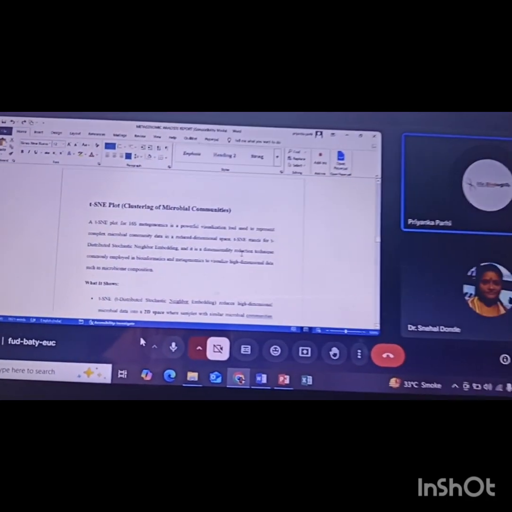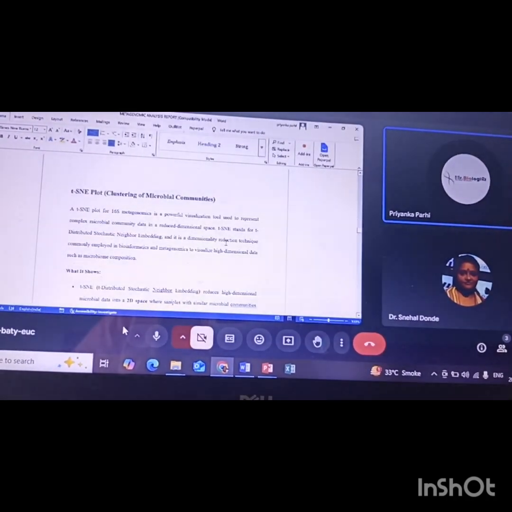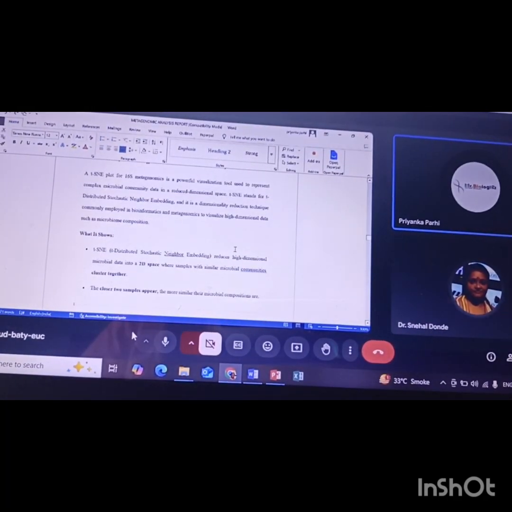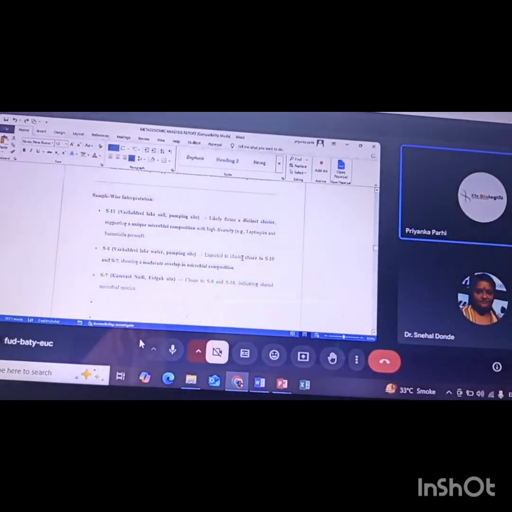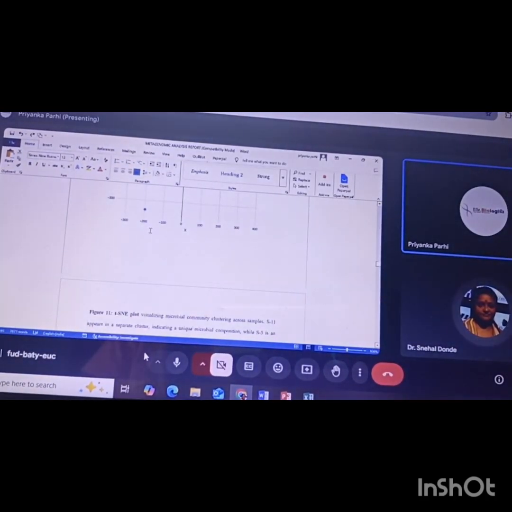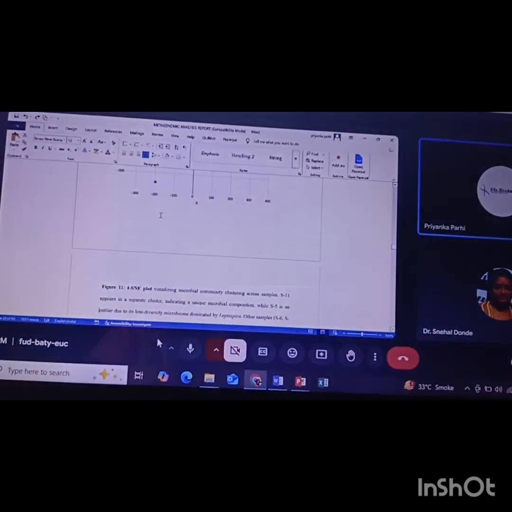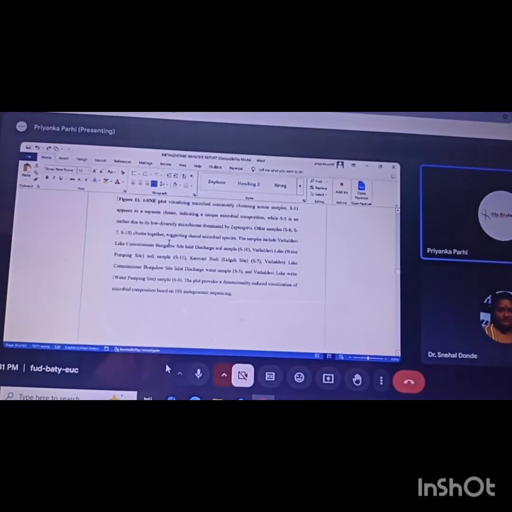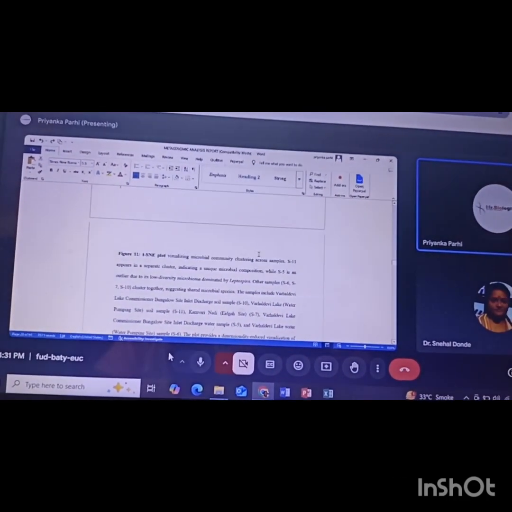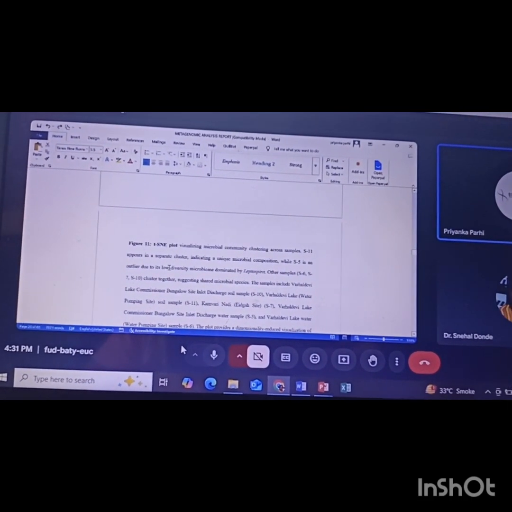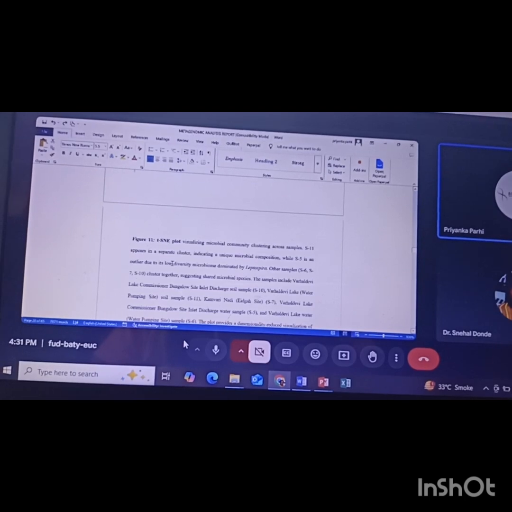So the plot is for clustering the microbial community. It shows which microbial community is present in a graphical manner. Across samples, S11 appears in a separate cluster, which essentially means that the microbial similarity between those samples is different. The explanation is written.